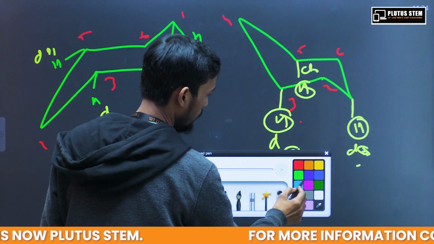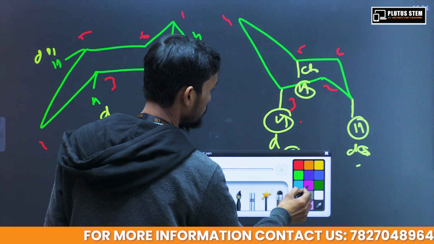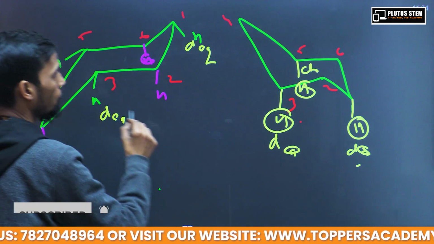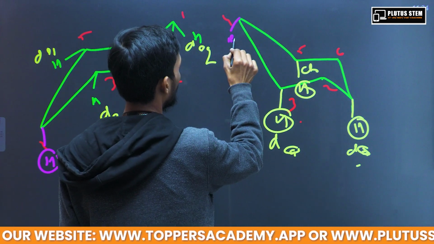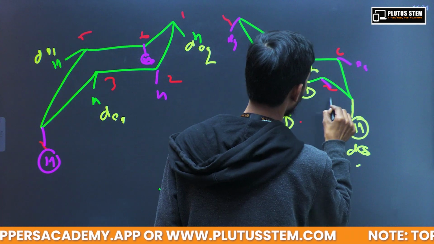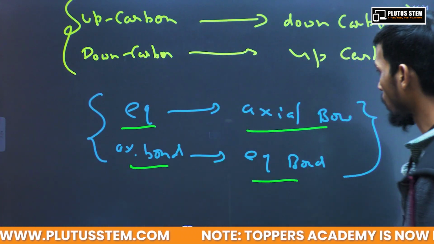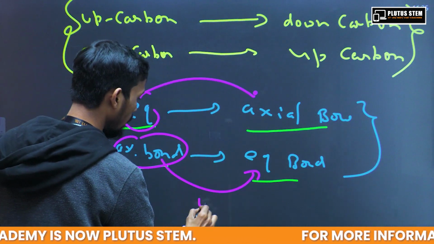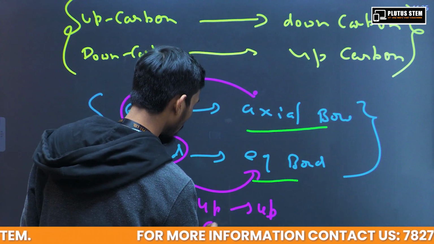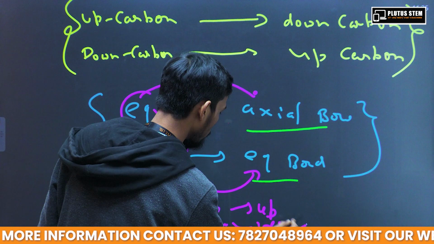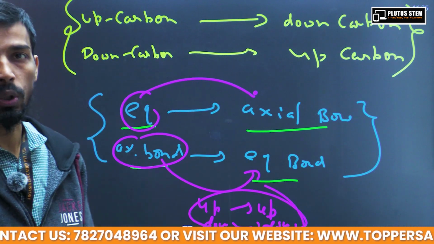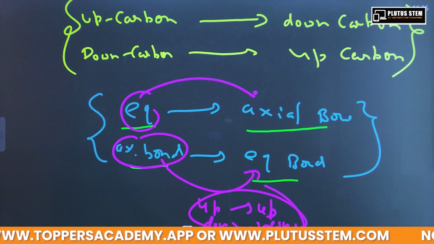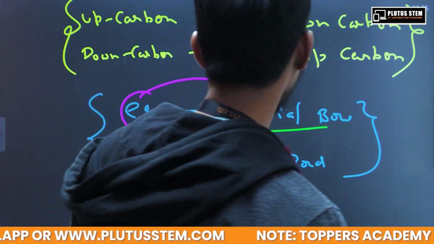Same phenomena for the others: down axial will be converting into down equatorial now. Equatorial, equatorial, and equatorial. So we can confirm from here that equatorial is converting into axial, axial is converting into equatorial, up is remaining up only, and down is remaining down only. So no change in the up down position. The up down positions are remaining constant.